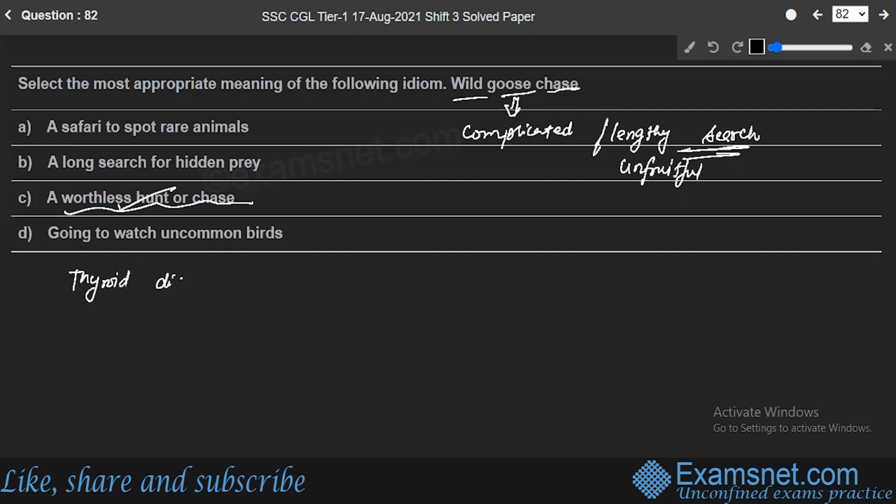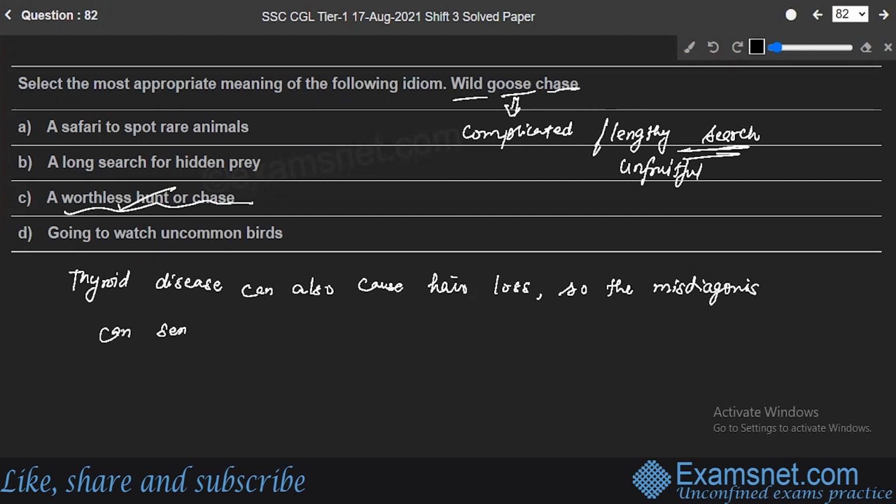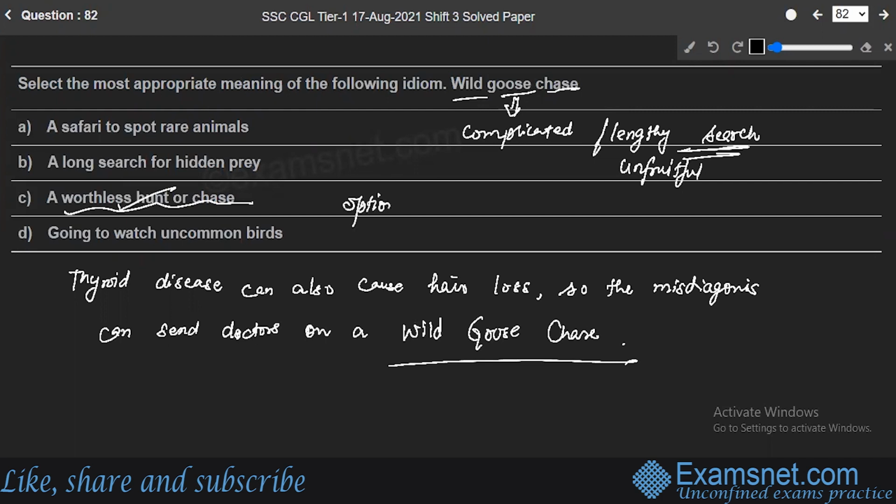Thyroid disease can also cause hair loss. So the misdiagnosis can send doctors on a wild goose chase. Option C is the correct answer to our question.